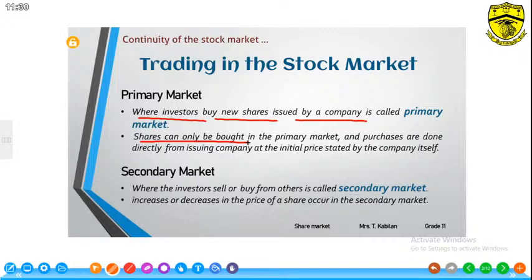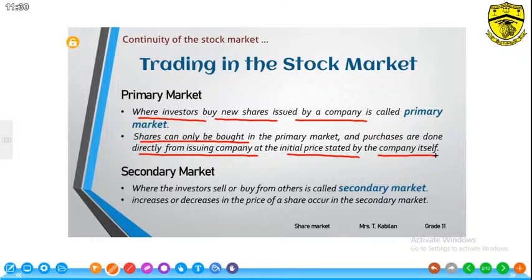In this primary market, shares can only be bought in the primary market, and purchases are done directly from the issuing company at the initial price stated by the company itself. That is very important, right?